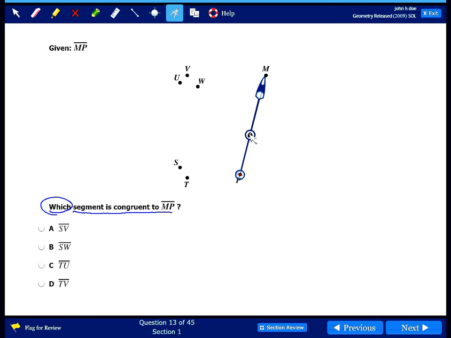So now I can go to SV. Is SV the same length? Well, it looks like SV is a little bit too short. What about SW? SW looks even shorter. We have TU as an option. TU looks too short. And our last option is TV. And as you can see, TV goes right through the point. So TV is the correct answer. If you're good with your tools, this is a very easy problem.